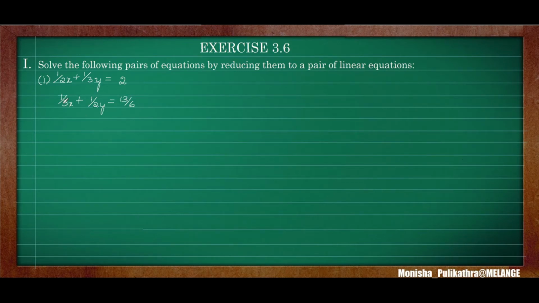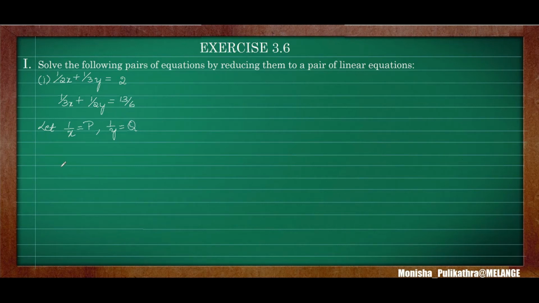Here we need to reduce this into another pair of equations. You can see 1 by x and 1 by y fractions are there. So instead of 1 by x, we take any variable, let it be p, and instead of 1 by y, q. It can be any variable, either p, a, b, x, y, anything we can take. Here 1 by x is taken as p and 1 by y is taken as q.